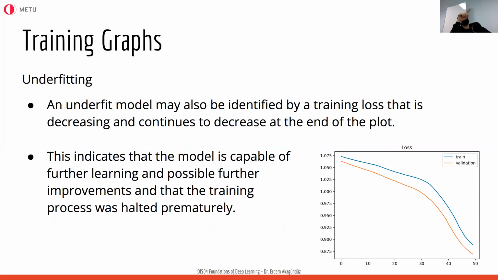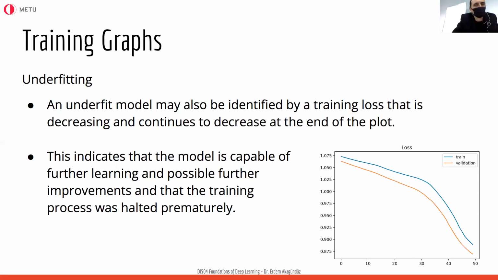An underfit model may also be identified by the training loss that is decreasing and continues to decrease at the end of the plot. So it is still decreasing. This indicates that the model is capable of further learning and possible further improvements, that the training process was halted prematurely. Maybe you should continue learning, because in that case, it wouldn't be underfitting. It would be you cutting the training process early. However, maybe the capacity is not enough so that it cannot come to a point where the learning saturates. The blind guy cannot find a proper spot. It's always going downwards. We want a convex space for the optimization process.